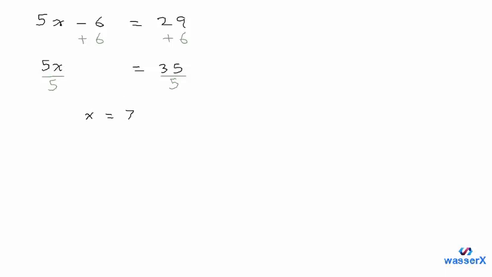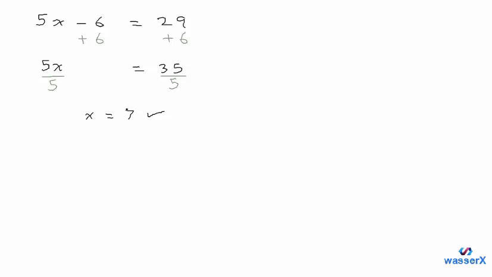Now a quick check. If x were to be 7, you would have 5 times 7, that's 35, minus 6, that's equal to 29. So that works. That value of x will make the left hand side of the original equation equal to the right hand side. Therefore, this answer is correct.